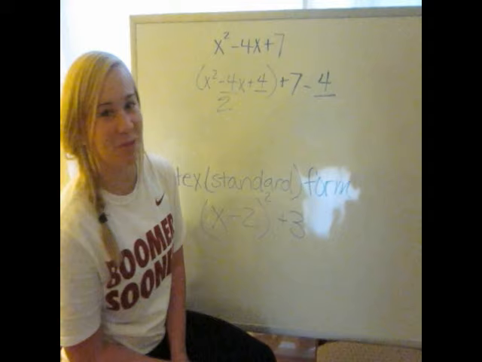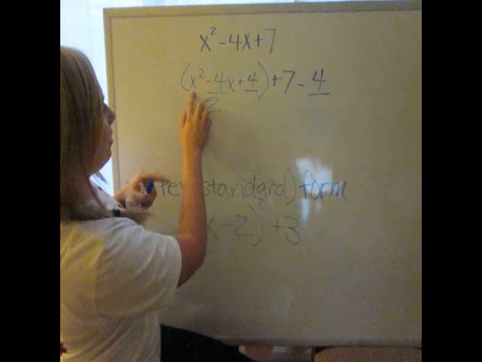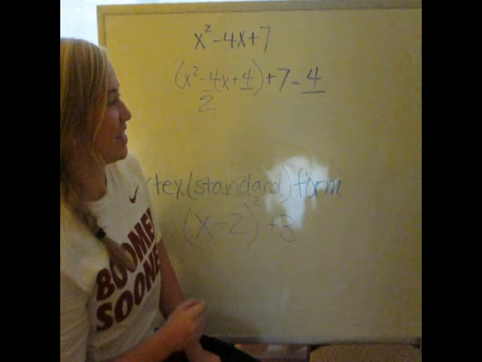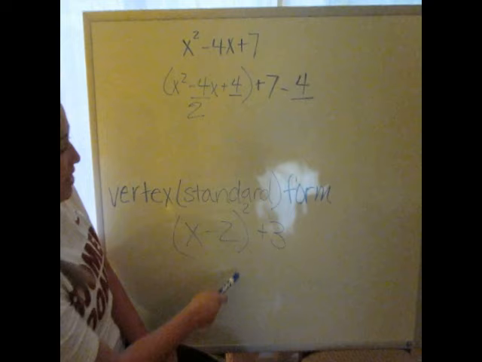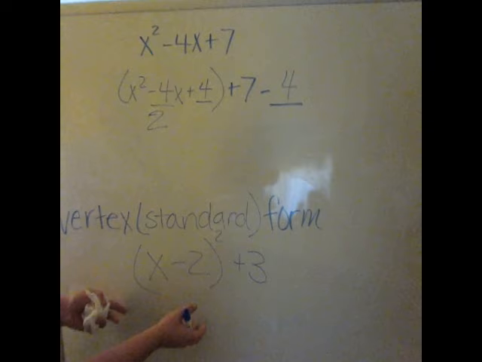We start out with this equation, and then we can put parentheses around A and B, and then leave the C outside the parentheses. Then you put in some blanks, and you divide the B by 2, and then you square it to get this. And whatever you add here, you subtract from here. Then you will have the vertex form.